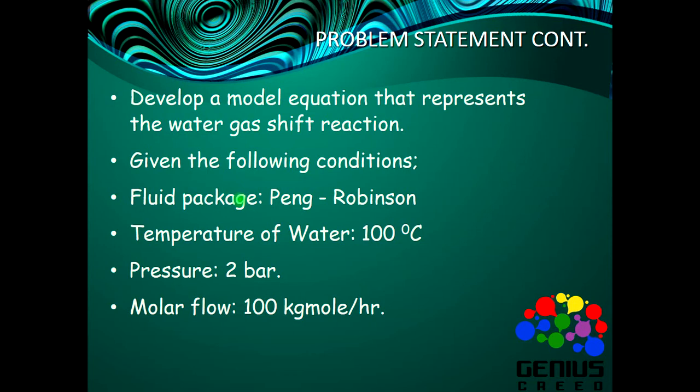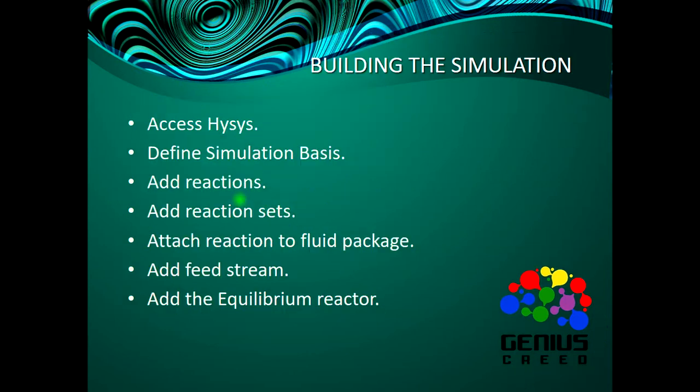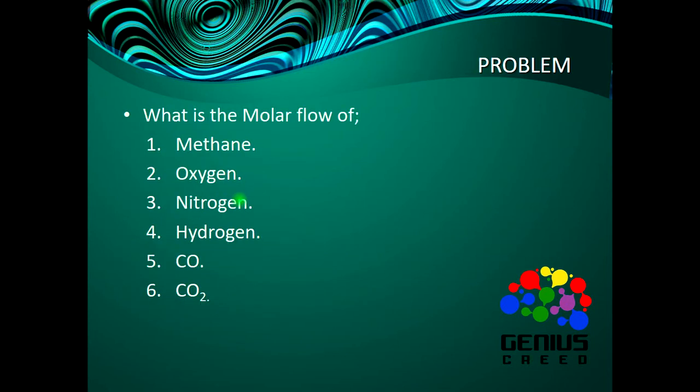Now, given the following conditions, where the fluid package is Peng-Robinson, the temperature of water is 100 degrees Celsius, 2 bars, and the molar flow is 100 kilogram mole per hour. This is what we do to build the simulation. We access HYSYS, we define the simulation basis, we add reactions and reaction sets. We attach the reaction to the fluid package. We add the feed stream and the equilibrium reactor.